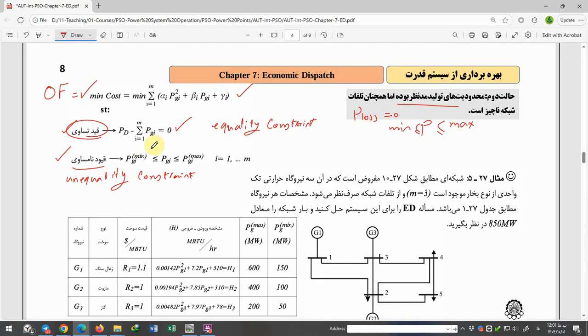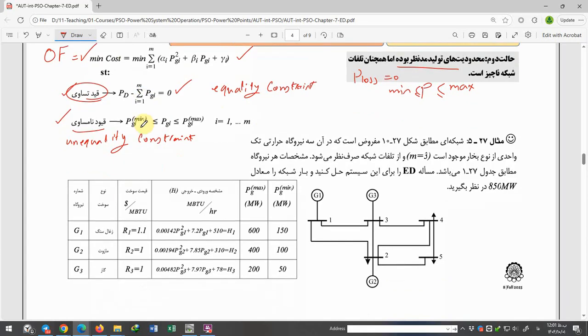To describe the solution of the second scenario, we give you an example. So please consider this power system with 3 generators, G1 to G3. The G1 is a coal-based generator.